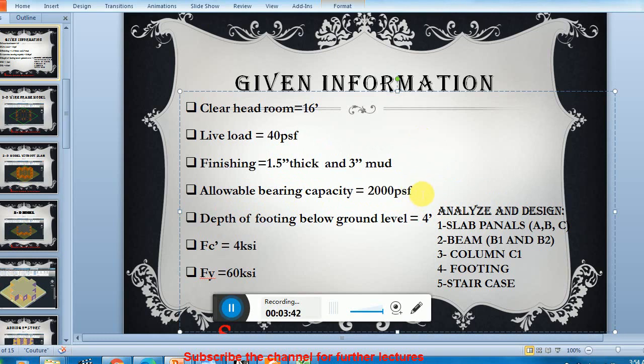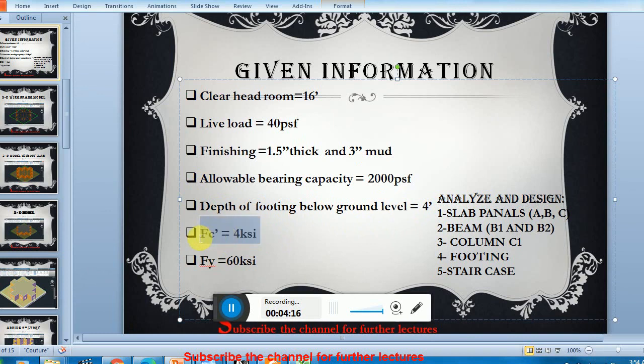But basically this bearing capacity is provided by the geotechnical engineer. Or if you are designing a structure in any locality, you can determine the bearing capacity from local studies or local charts which will be available, or from any other structure constructed in the locality. The depth of the footing below ground level is 4 feet; we assume 4 feet, 3 feet, or 5 feet, we almost assume this.